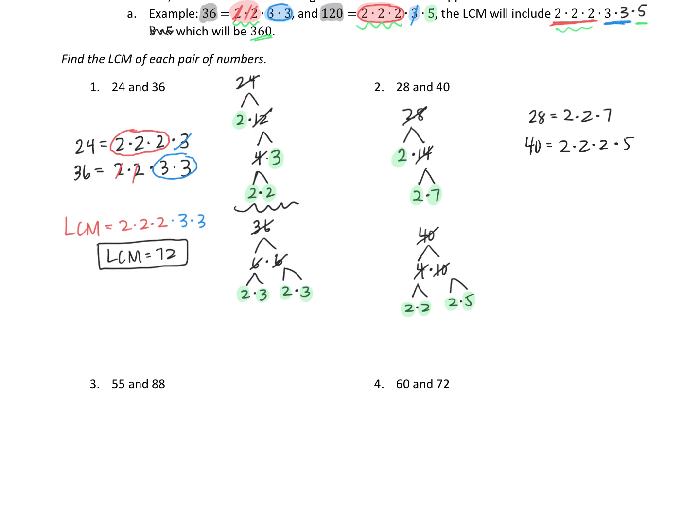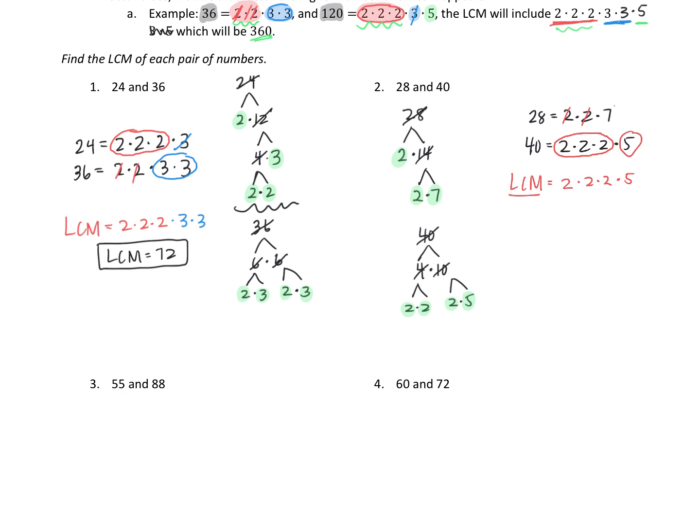So now we're ready to figure out our LCM. So the first factor is the factor of 2. So I'm definitely going to include 2. There are 2 in 28, but there are 3 in 40. So I need to include the most it appears. So that would be 3 2's. I also see a 5. That's only included in the 40, but that's okay. I have to include it.